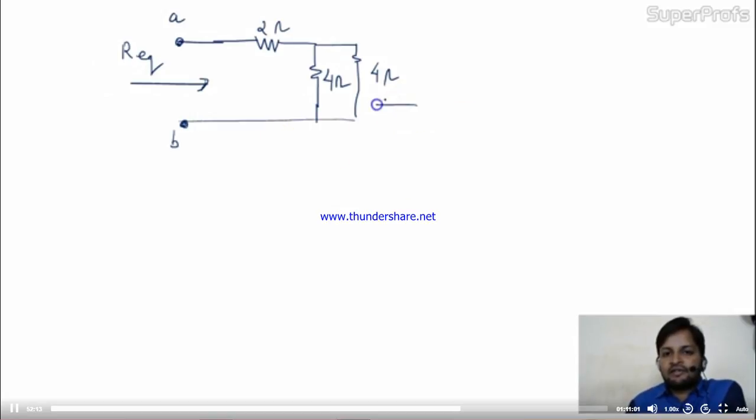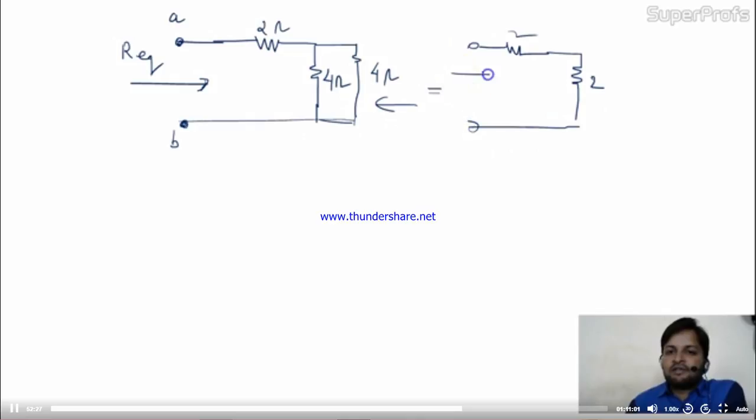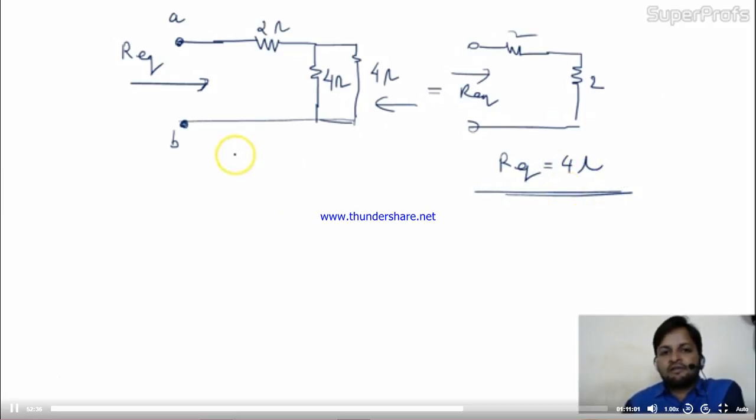What we were doing, we were starting from the ending portion of the circuit. The 4 and 4 are connected in parallel, so the resultant of these two will become 2: 4 into 4 divided by 8. This is the R equivalent. Now again the 2 and 2 are in series, so R equivalent is nothing but 4 ohm. Is it okay? This was a very simple circuit.